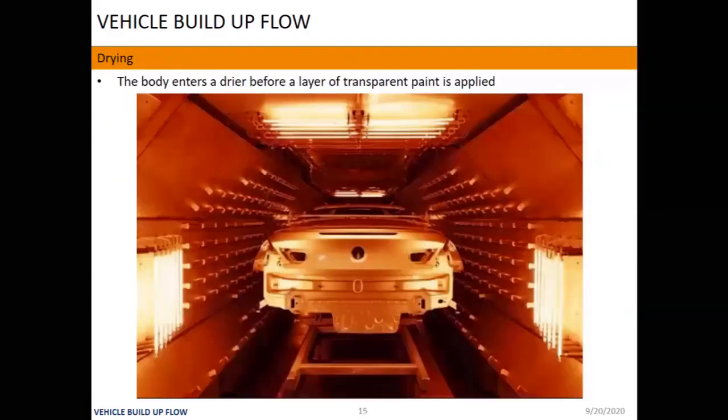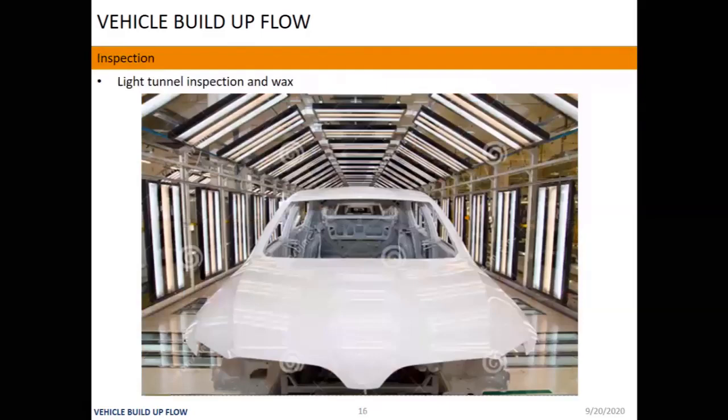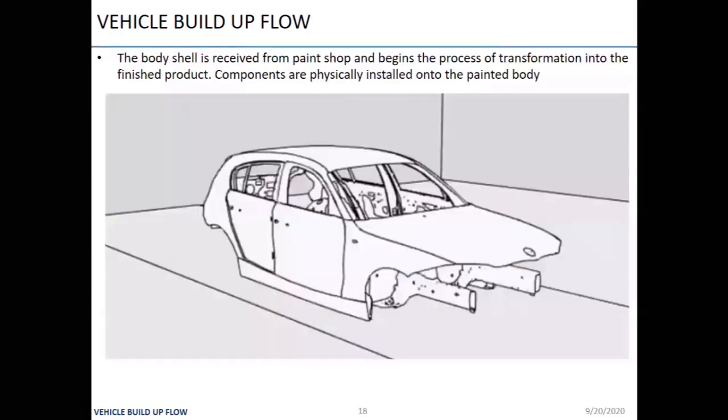What next? After painting, there are a lot of assembly processes to be carried out. This is called the final assembly. Here the body shell is received from the paint shop and begins the process of transformation into the finished product. Components are physically installed on the painted body, meaning the interior trim parts, wiring harness, carpets, then the power steering, wheels, engine area, everything will be installed after the painting process.